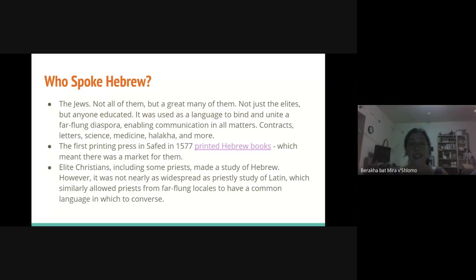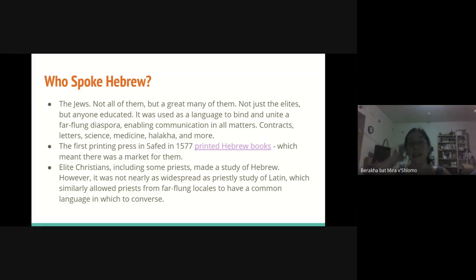The first printing press in Safed in 1577 printed Hebrew books. They're only doing that if there's a market for Hebrew text. So enough people are speaking Hebrew in period that you can actually market product to them. But plenty of Christians are learning Hebrew too, especially members of the clergy, especially if they want to get a hold of texts that maybe weren't completely translated, or if they want to do their own translation. This was hardly unusual. Now, it wasn't as widespread as priestly study of Latin. Latin similarly allowed priests from far-flung locales to have a common language in which to converse.